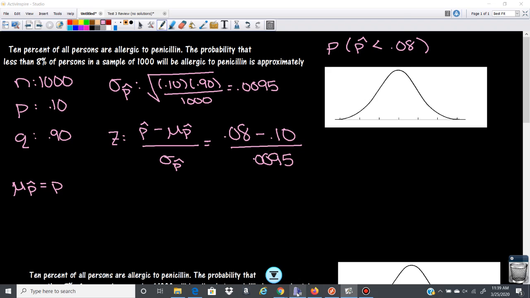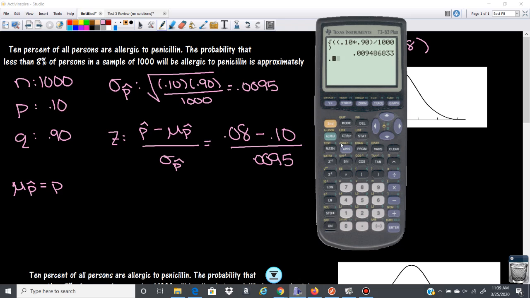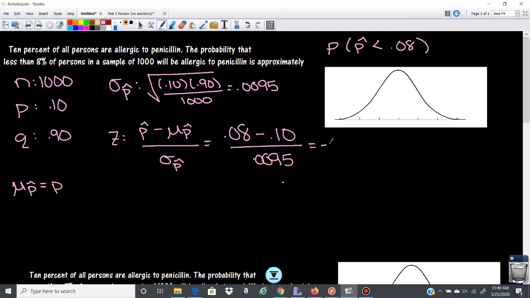Okay, let's go ahead and find those values here. All right, so negative 2.1053. On my graph, that is roughly 0, -1, -2, probably about right here. Okay, and we want less than, so we're going to the left.